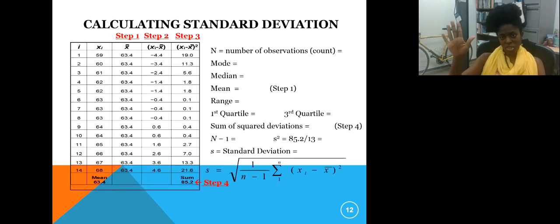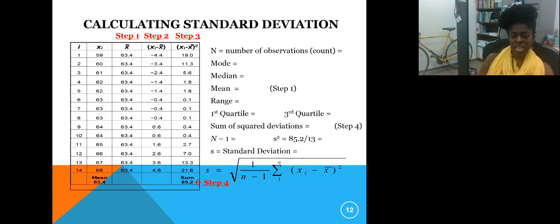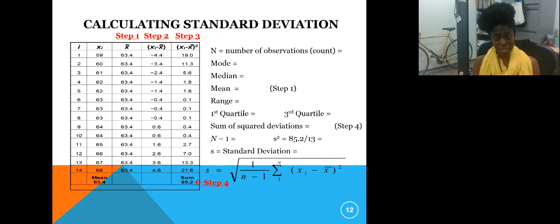Now, this looks like a lot. It's not. It's totally not. But let's look first at the very bottom here where it says S, standard deviation equals, okay? That is the purpose of this slide. But before we can get there, I want us to understand all of the different elements of this equation, just like we did with mean, right?